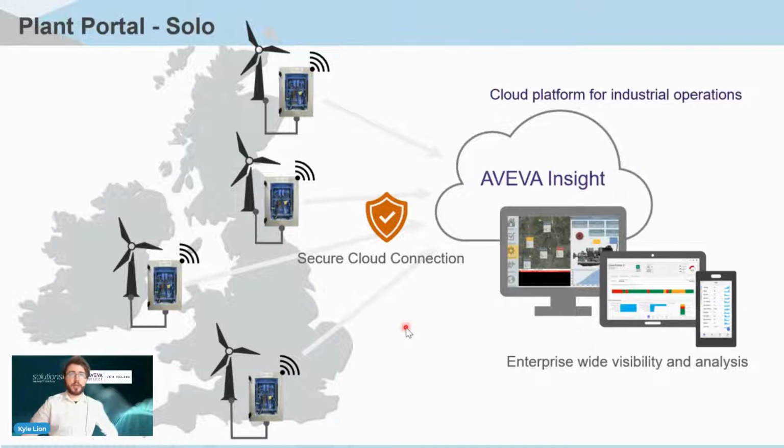use case. The first is Plant Portal Solo, and this is for geographically distributed assets that have no existing network infrastructure. This might be things like wind farms, as you can see on the screen here, but equally this could be things like wastewater treatment plants that are generally separated from the main sites and don't always necessarily have the existing network infrastructure to facilitate a cloud connection.